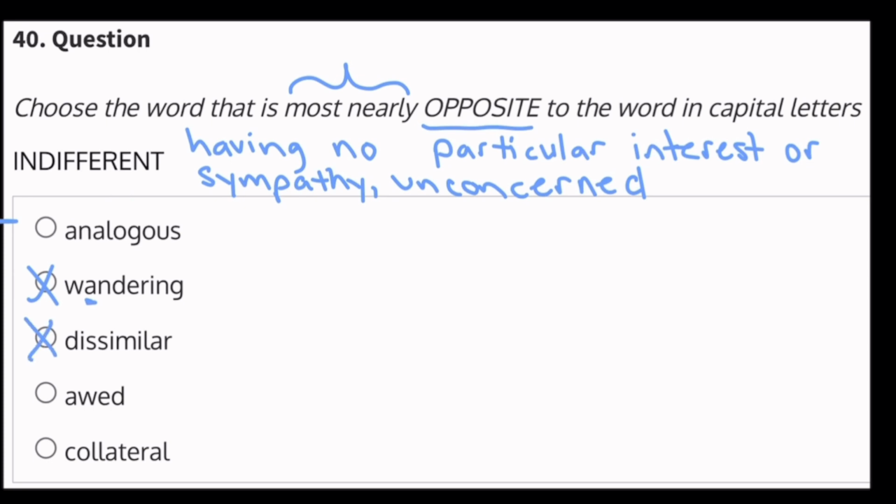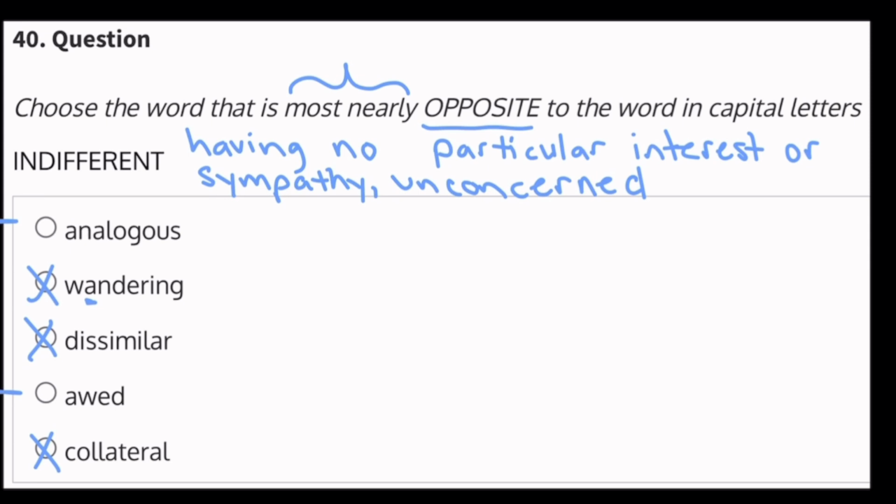Next, we have odd, which means someone filled with awe or wonder. So this actually looks like a good contender. That would be the opposite of indifferent. And lastly, we have collateral, which is a word with several meanings. However, none of them really have anything to do with being opposite to indifferent. So we're going to eliminate this answer choice.